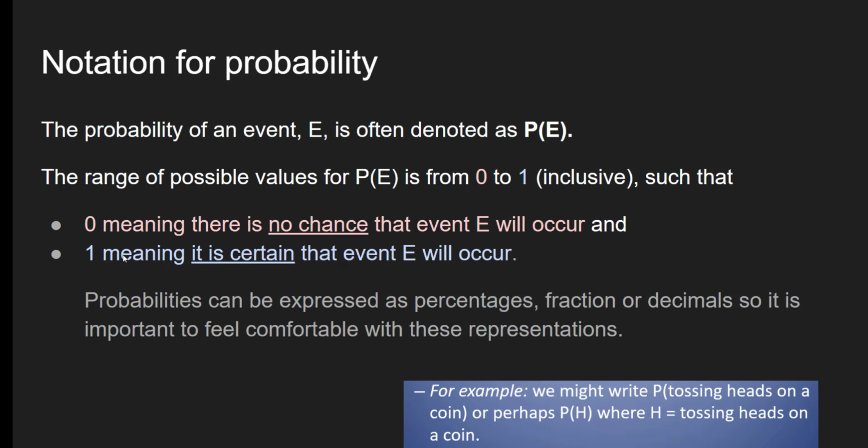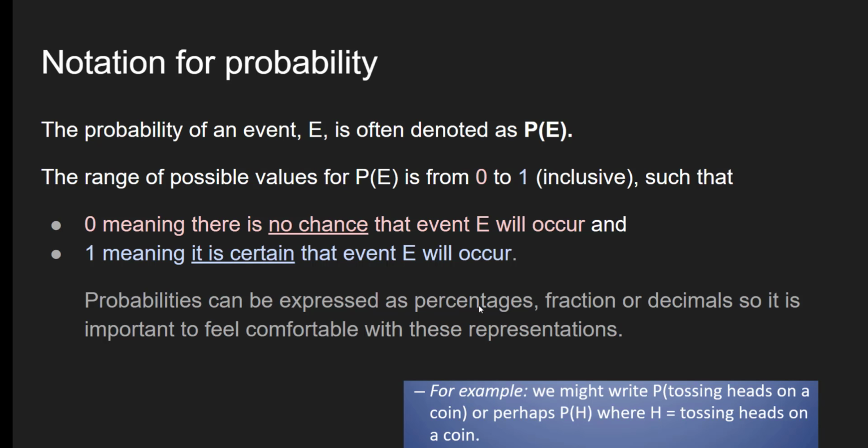When we represent probability, a common notation we often use is this uppercase P with parentheses around an event, here using the letter E. So this is the probability of an event E. This is how to denote that. The probability of an event will be from 0 to 1 inclusive. If the probability of an event is 0, that means there is absolutely no chance that event could occur. If the probability is equal to 1, that means it is absolutely certain that that event will occur. So 1 meaning 100%.